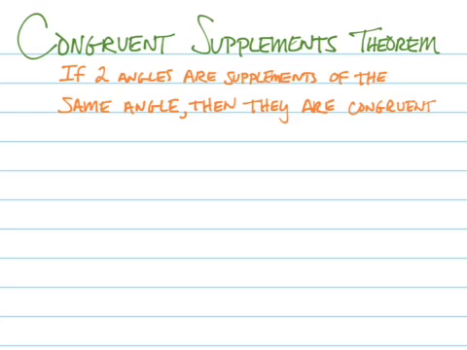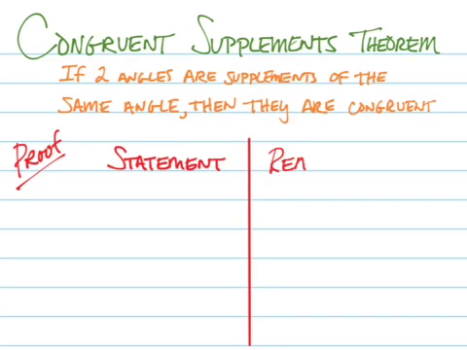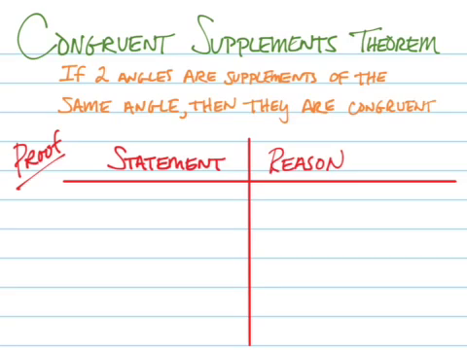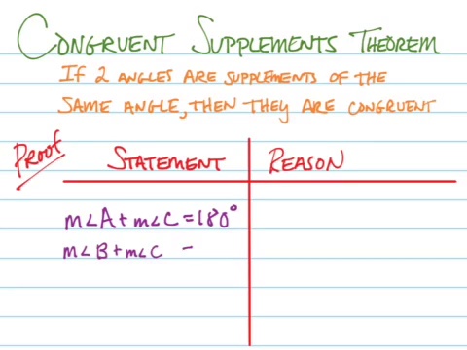Yep. It's an if-then statement. So we're proving these if-then statements. We have a conditional, now we want to prove it. So if they add up to 180, and they add up to 180 with the same angle, then we're going to say the angles are congruent. We're going to prove it. I'm going to start with the statement, and I'm going to have a reason. My first statement: measure of angle A plus measure of angle C is 180. Measure of angle B plus measure of angle C is 180. How do I know that?